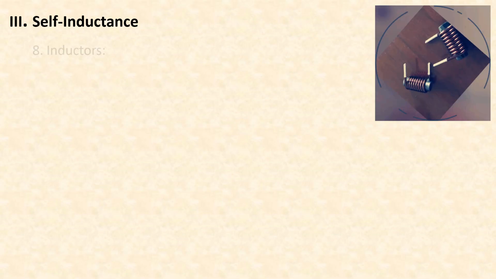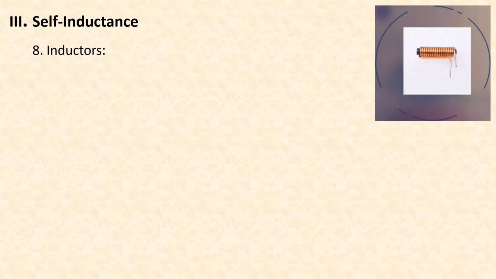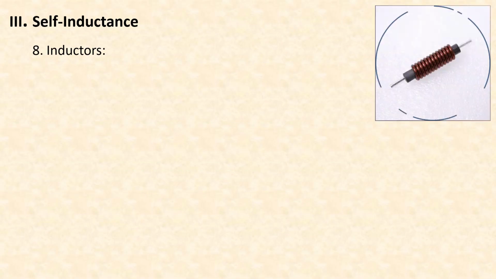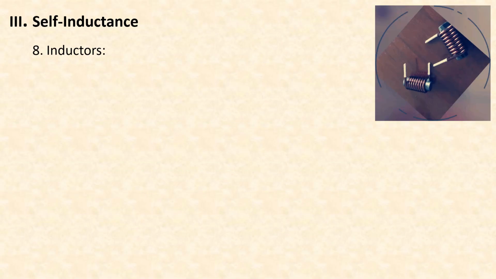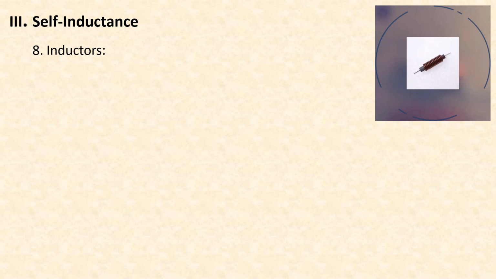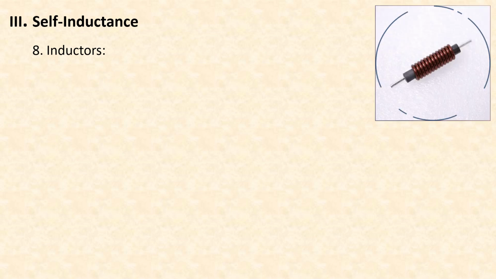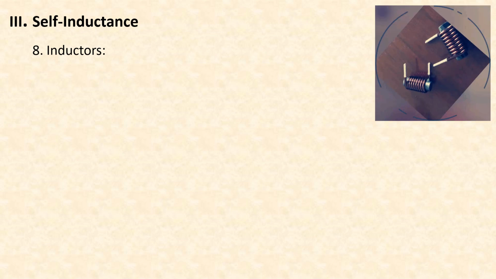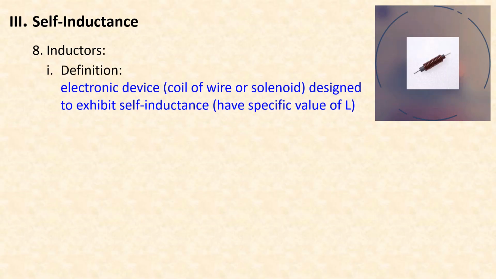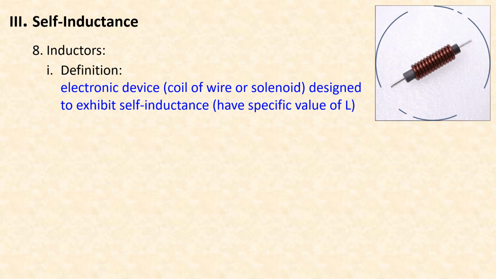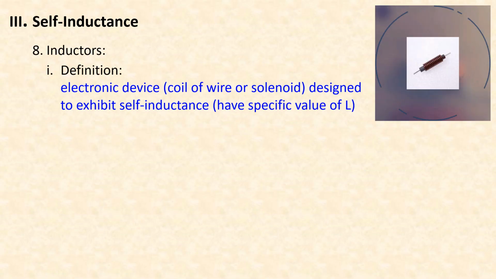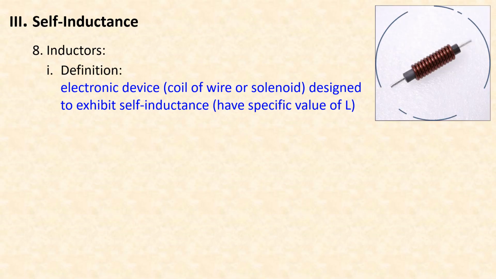All right, so this brings us to the topic of inductors used in circuits, for which you see several examples illustrated in the right-hand corner of your screen. If you're saying to yourself, hey, they simply look like little coils of wire wrapped around some sort of core, then you're exactly correct. That's all an inductor is. It's an electronic device that is nothing more than a coil of wire, a solenoid, that is designed to exhibit self-inductance, in other words, to have a specific value of self-inductance.